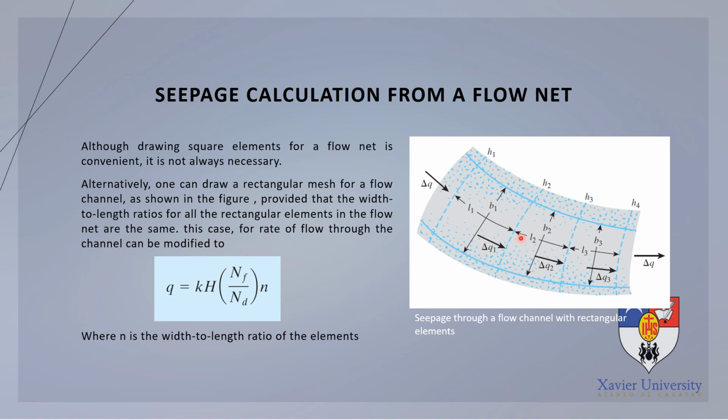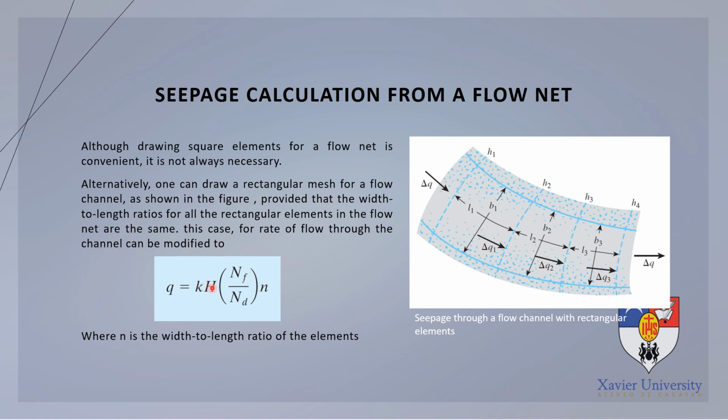So, but, no, when you actually draw a rectangular elements for your flow channel, you have to make sure that the width to length ratios for all the rectangular elements in the flow are just the same. So, in this case, the rate of flow through the channel can be modified to this one. So, ang nadugang diri is ang kanila yung n, no? Which is the width to length ratio of the elements.